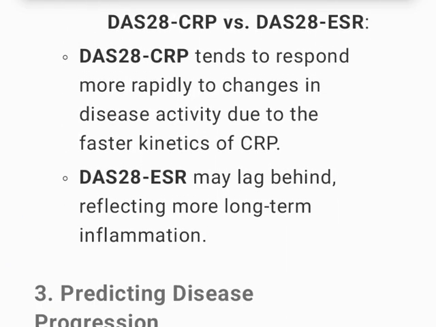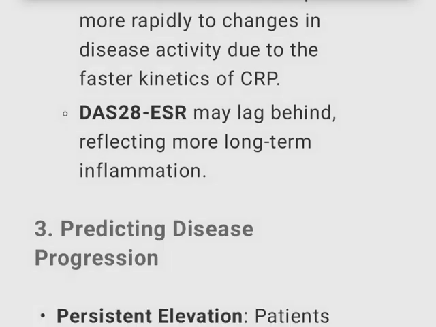DAS28 CRP versus DAS28 ESR. CRP tends to respond more rapidly to changes in disease activity due to the faster kinetics of CRP. DAS28 ESR may lag behind, reflecting more long-term inflammation.